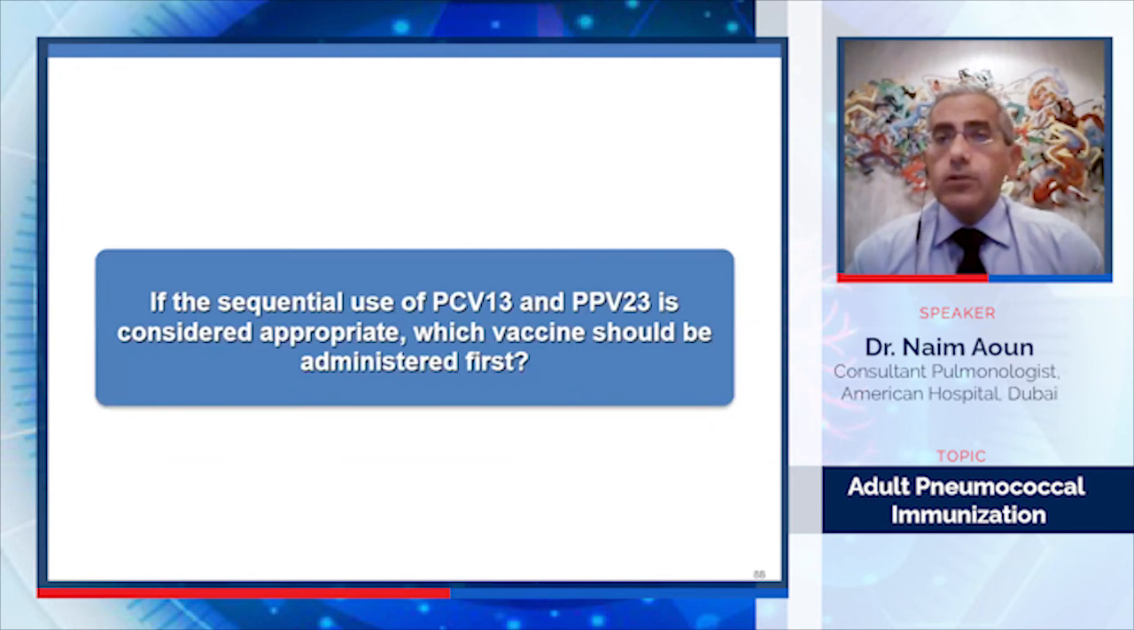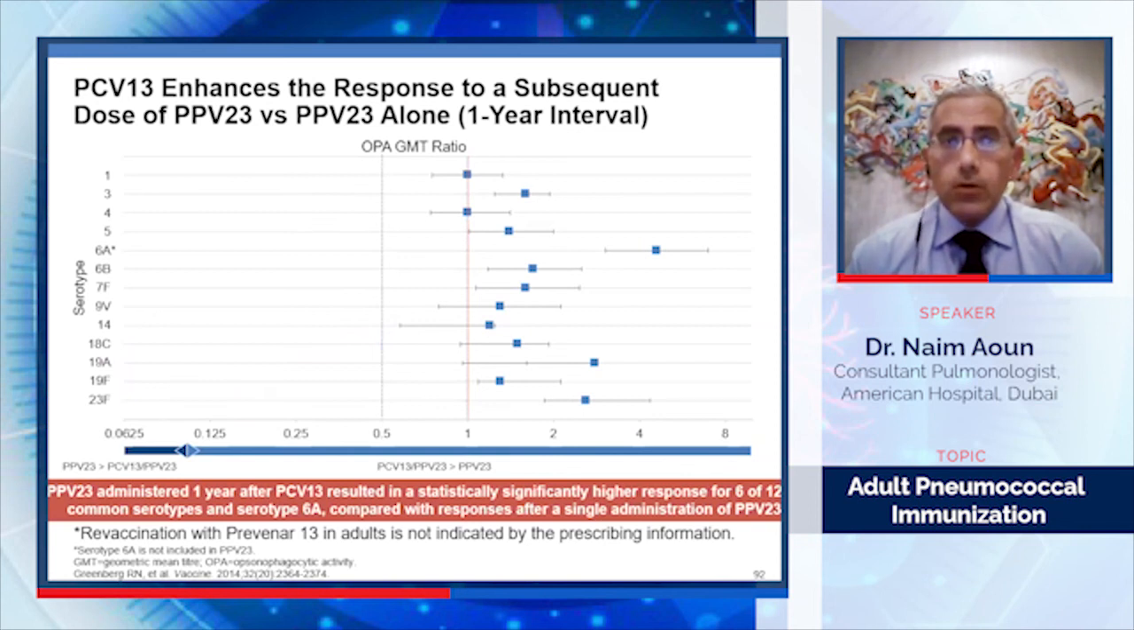So if the sequential use of PCV13 and PPV23 is considered appropriate, which vaccine should we administer first? A very common question we get all the time. So this chart answers it. When we give PCV13 first, it enhances the response to a subsequent dose of PPV23 at a 1 year interval versus giving the PPV23 alone.